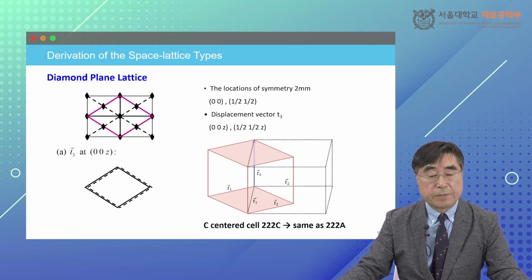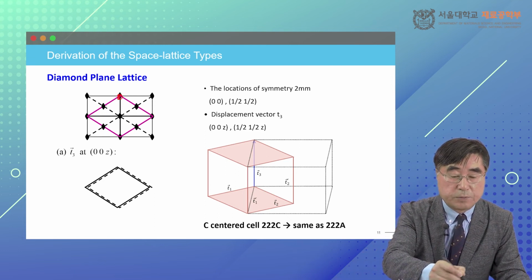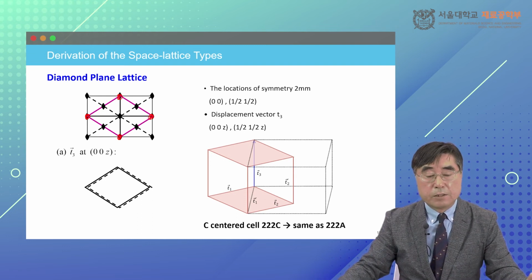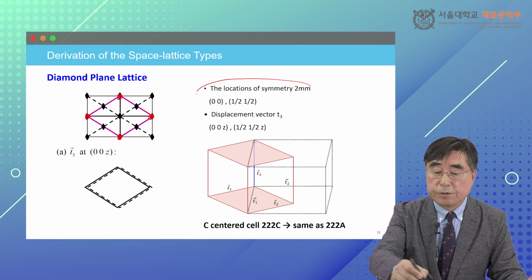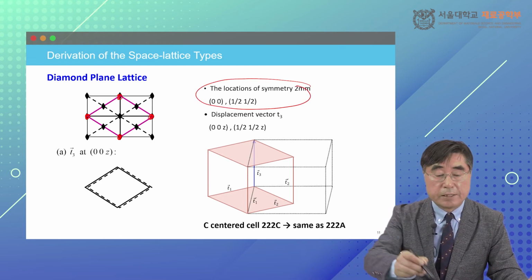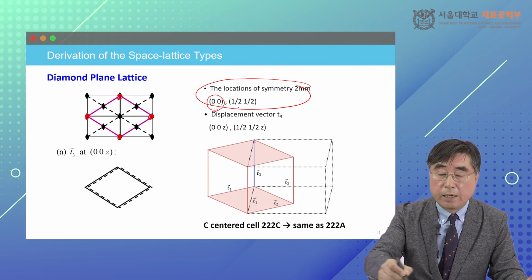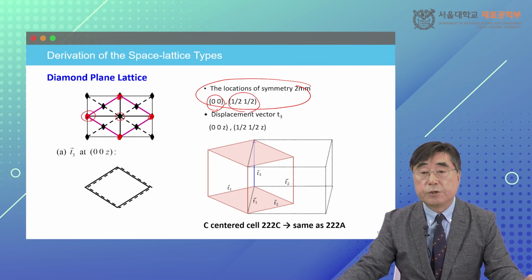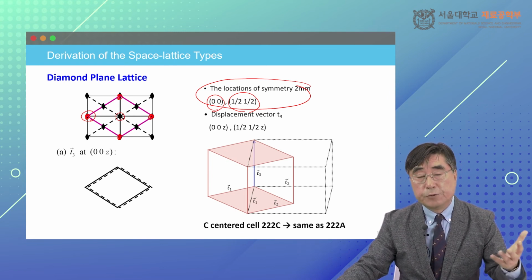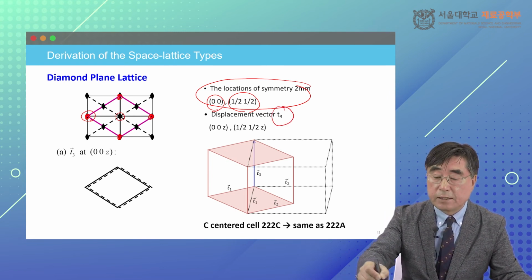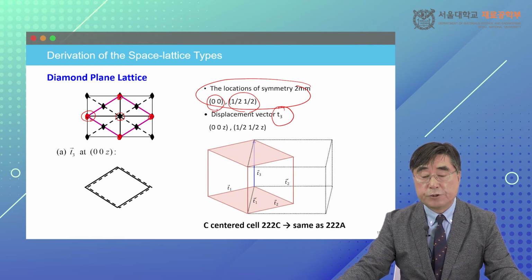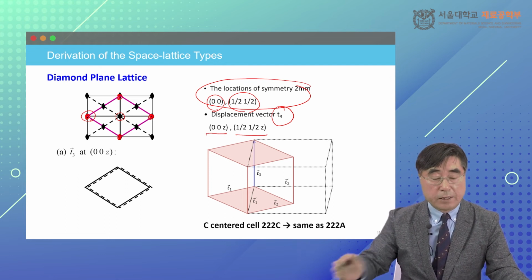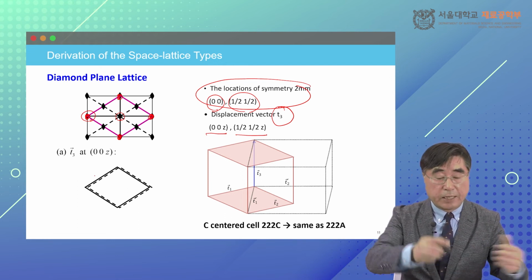Now let's start from the diamond plane lattice. Again, diamond plane lattice, the lattice points located in here. Of course, the locations of symmetry elements of 2 mm is at 0, 0 positions or half and half position. This position and this position is where the symmetry of 2 mm locates. So when you put the next level, you can select the displacement vector of T3 at 0, 0, g and half, half g. So let's put the next level at 0, 0, g.